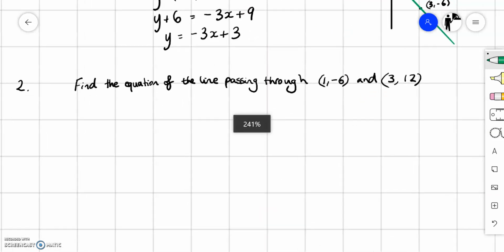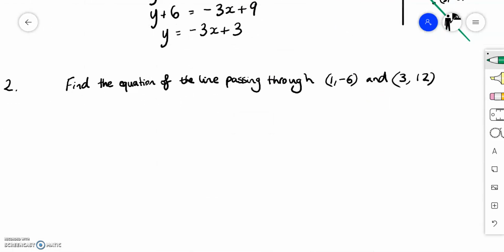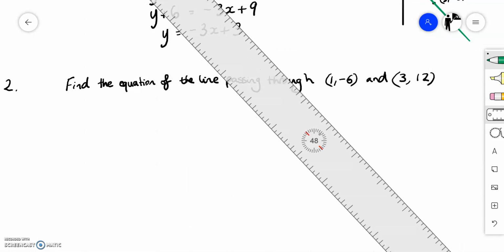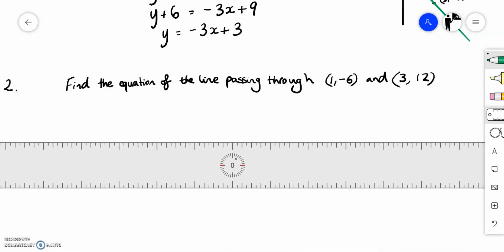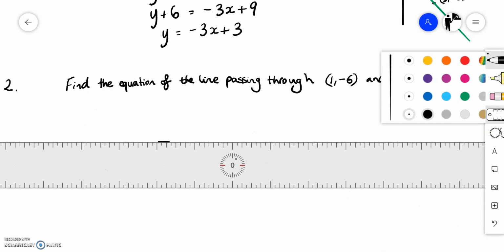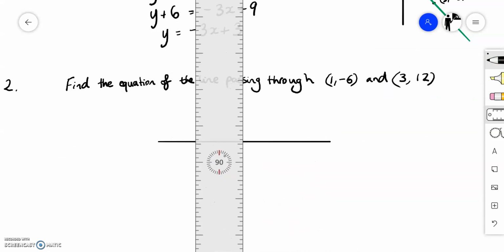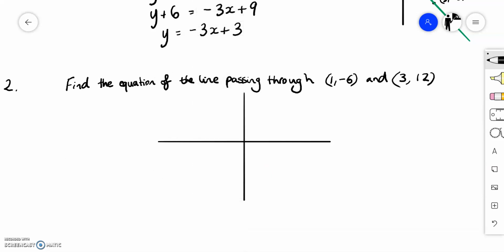Okay, let's have a look at example 2. Find the equation of the line passing through 1, minus 6 and 3, 12. We're going to do a wee diagram here to try and give us an idea of what we can be expecting. Once again, you wouldn't be expected to do this. So I've got 1 along, 6 down, so that might be like this point here. And then I've got 3 along, 12 up, maybe this point here. So there's 1, minus 6 and 3, 12.